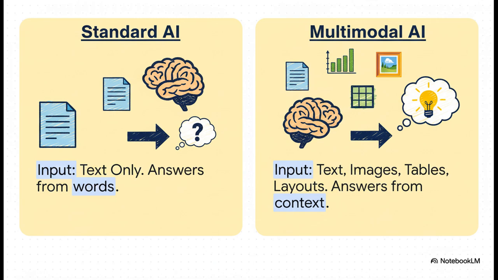Think of it like this. Standard RAG is like a researcher who can only read the text in a book. Sure, they're fast, but they miss all the crucial insights hidden in the diagrams, the charts, and the tables. Multimodal RAG, on the other hand, is the researcher who gets it all: the text, the images, the data in the tables, and how they're all laid out together. It's not just getting answers from words, it's getting answers from context. And that leads to way, way smarter results.